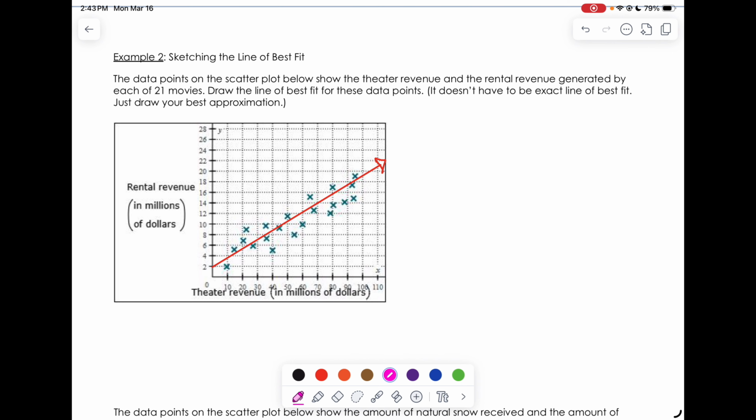It would not be something like that. See how it's not really touching many of our dots? So that one's easy. Just make it go in the middle of all those X's or all those dots.